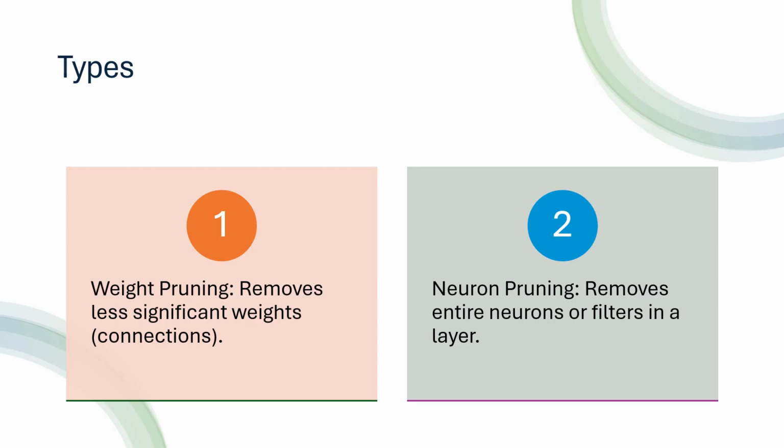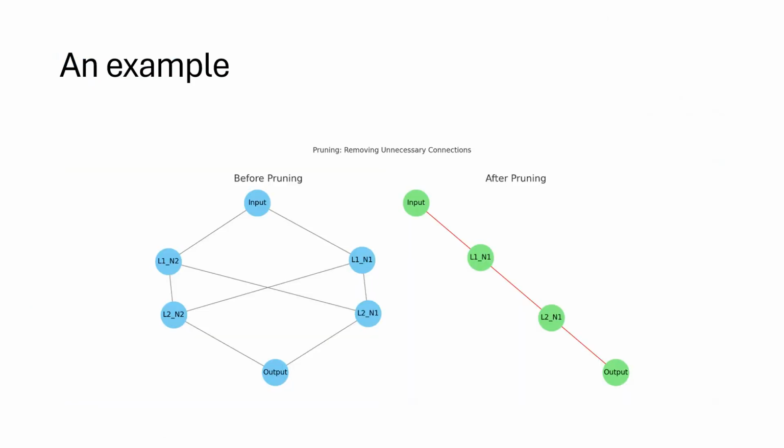Do we have different types of pruning? Yes, there are two types of pruning techniques available. One is weight pruning, the second one is neuron pruning. Weight pruning removes less significant weights, that are nothing but the connections. Neuron pruning removes entire neurons or filters in a layer. Both ways we can make the entire neural network very light.